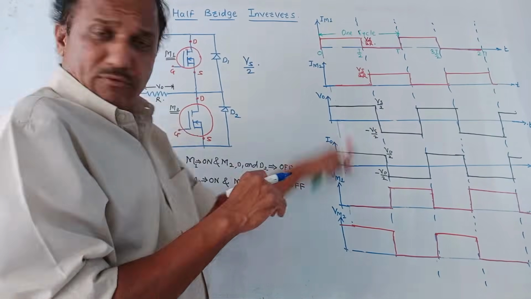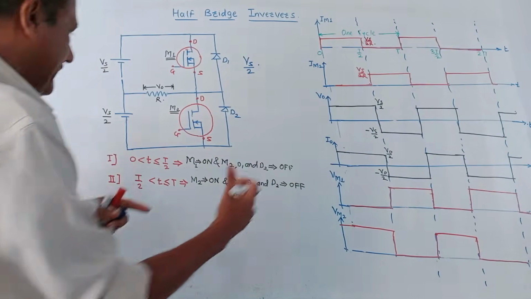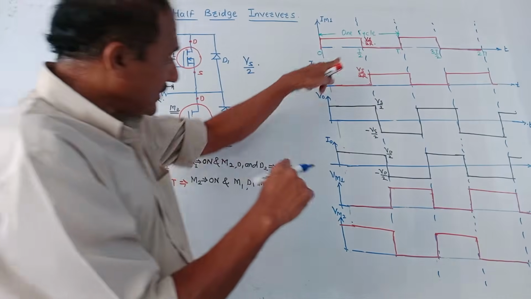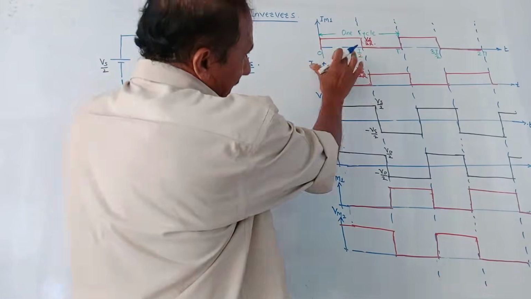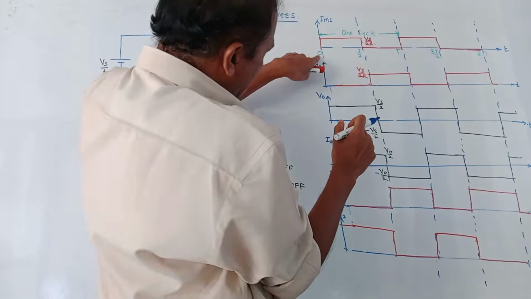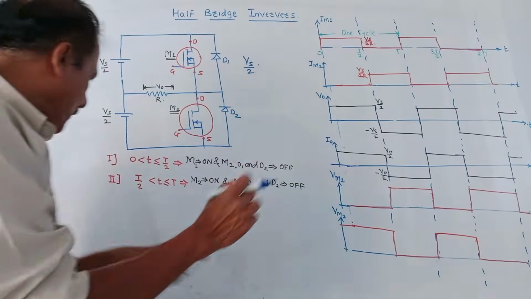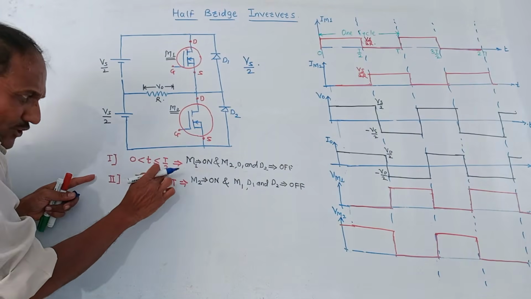These are the corresponding waveforms. See, waveforms are simple. I will explain how to remember the things. We will divide the interval into two parts. Think like this: total interval is from 0 to T, divided into two parts. One is 0 to T by 2 and another is T by 2 to T. First we'll talk about the interval 0 less than t less than or equal to T by 2.